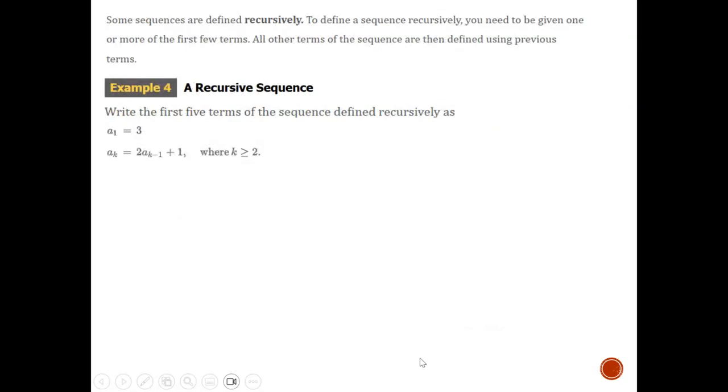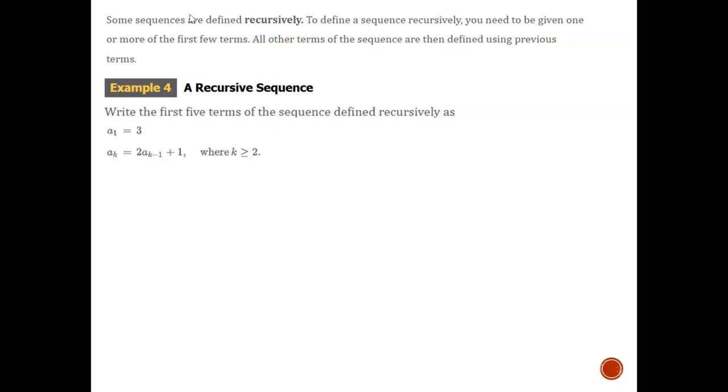Okay, now this is called, let's read from the beginning. Some sequences are defined recursively. To define a sequence recursively, you need to be given one or two of the first few terms. Other terms of the sequence are then defined using previous terms. Example 4.